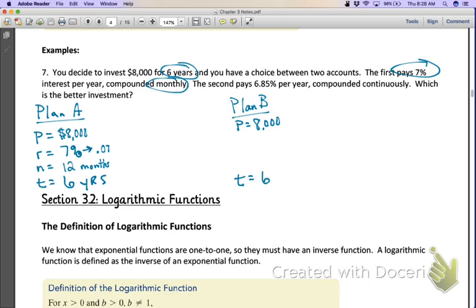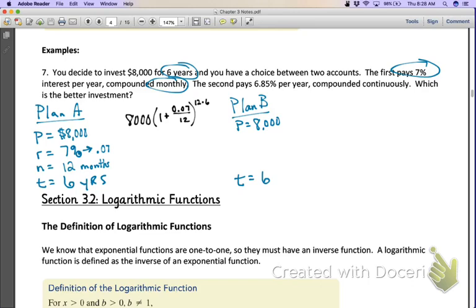Okay, so then in terms of this, I'm just going to plug it into my formula. I'm going to have my principal, $8,000, times 1 plus 0.07 over 12, all to the n times t power, right? So 7 times 12, or excuse me, 6 times 12.